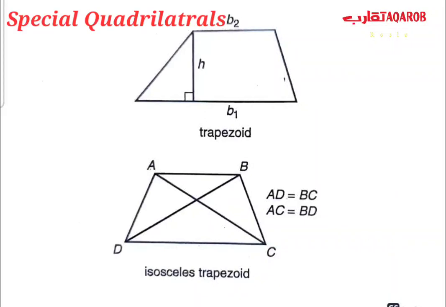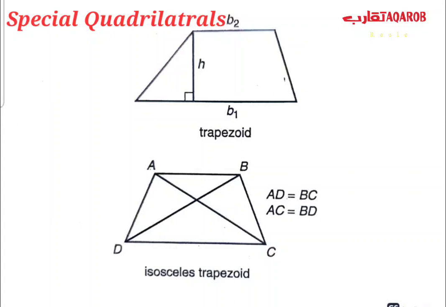Hello students, in this video we will show the fifth special quadrilateral, which is a trapezoid. A trapezoid is a quadrilateral in which exactly one pair of opposite sides is parallel. So look at the figure here. This is a trapezoid and these sides are parallel.